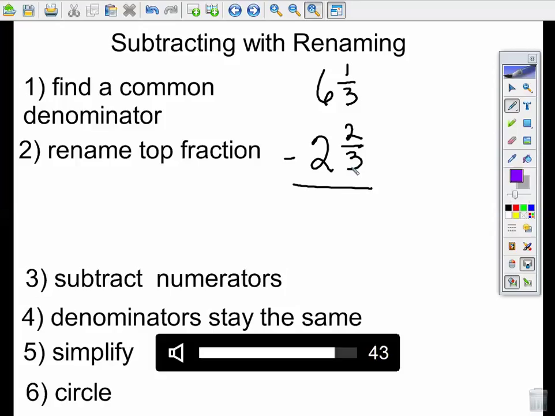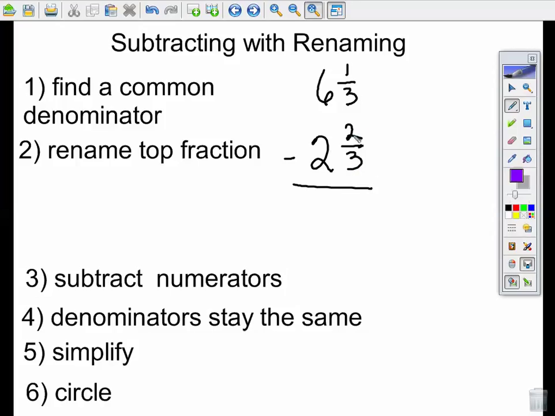So since I already have my common denominator, I can see that I cannot take 1 minus 2. And so I have to borrow from the 6. And so when I go to borrow, I cross out the 6 and make that a 5. And then I have to change this 1 into something else. Now normally when we subtract, we would change this into 11.